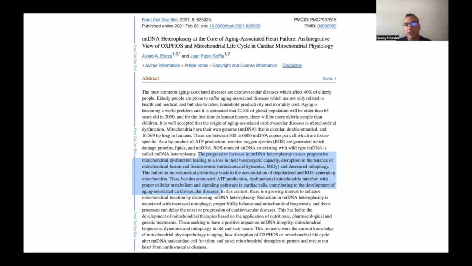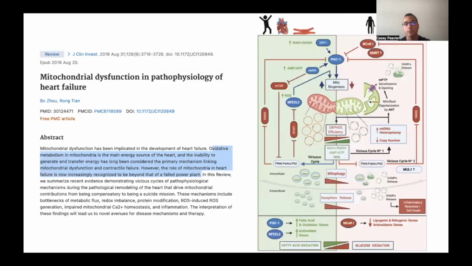However, the progressive increase in mitochondrial heteroplasmy causes progressive mitochondrial dysfunction, leading to a loss of their bioenergetic capacity, disruption of the balance of mitochondrial fission and fusion events, mitochondrial dynamics, which we'll talk about in the whole next part of our series, and decreased mitophagy. The failure of mitochondrial physiology leads to an accumulation of depolarized and reactive oxygen species generating mitochondria. Thus, besides the attenuation or decrease in ATP production, dysfunctional mitochondria interfere with proper cellular metabolism and signaling pathways in cardiac cells, contributing to the development of age-associated cardiovascular diseases. And in this case, we're talking about heart failure.